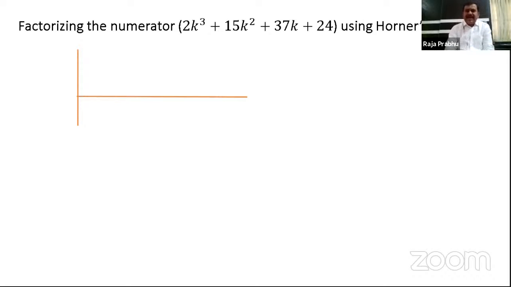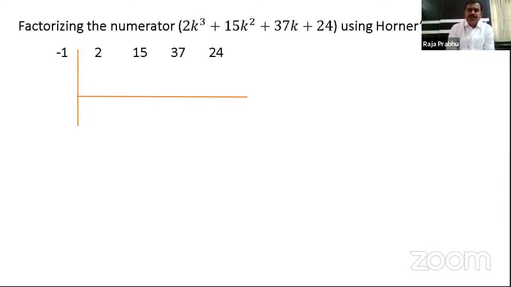Okay, already you know the Horner's method. Here there is a small inconvenience, children, you please try to understand. Here I have already listed out all the coefficients. What are they? 2, 15, 37, 24. And on the left side there is minus 1, that is for this divisor. Why have I considered minus 1? Because k plus 1 is a factor, as we just concluded. When k plus 1 is a factor, then minus 1 will be a zero of that polynomial. So I'm trying to divide this by minus 1.